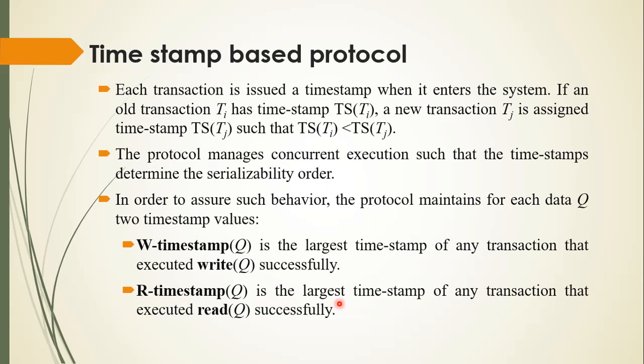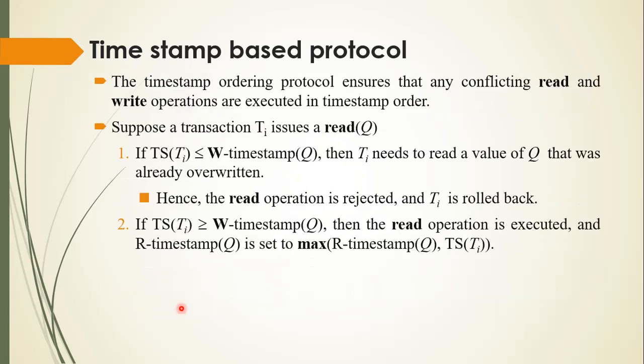R-timestamp is the largest timestamp of any transaction that executed read successfully. So W means write timestamp and R means read timestamp. The timestamp ordering protocol ensures that any conflicting read and write operations are executed in timestamp order. Suppose a transaction Ti issues a read on data Q. So transaction Ti has a read operation on data Q.